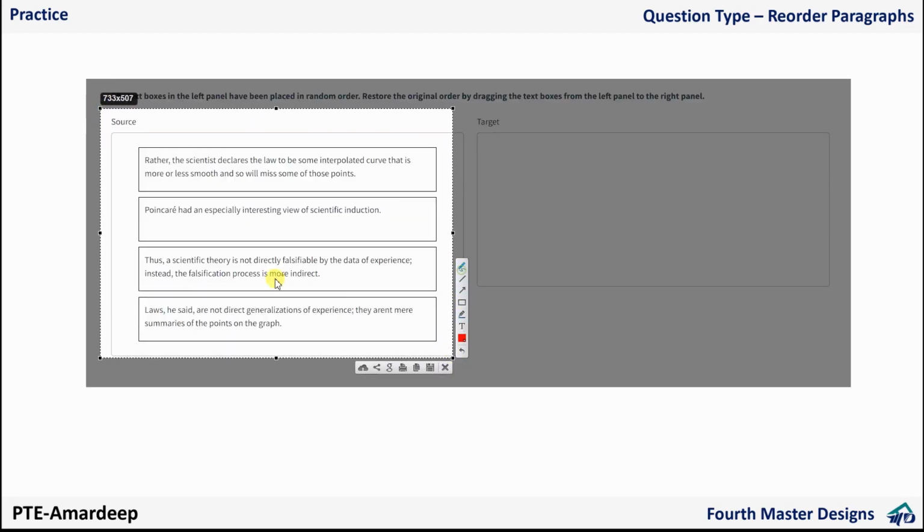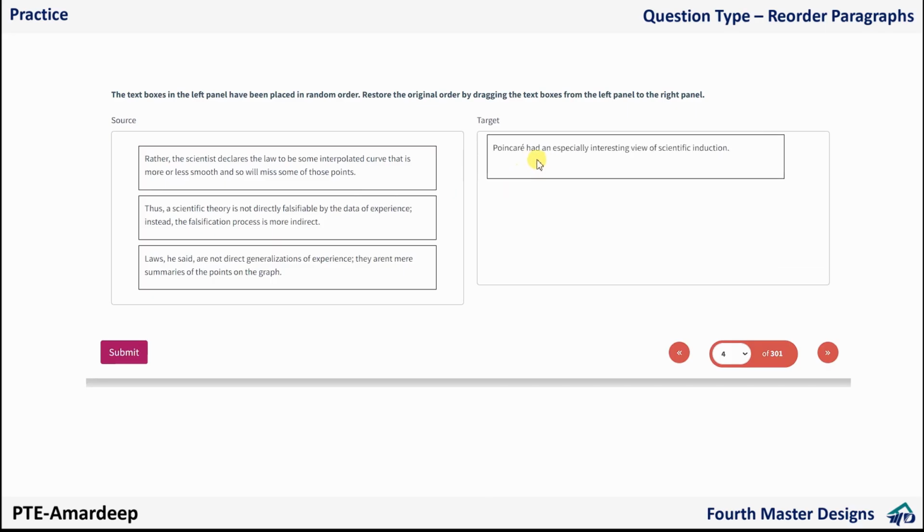"Laws, he said." This can't be my start because it is referring to someone. "He said, thus a scientific view, cause and effect." Something should happen first, then only you can say "thus." Then "rather" is again a contrasting statement, so I need to have something first. So I'll go for this as my start here.